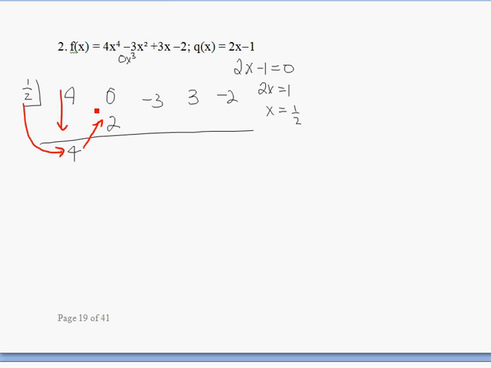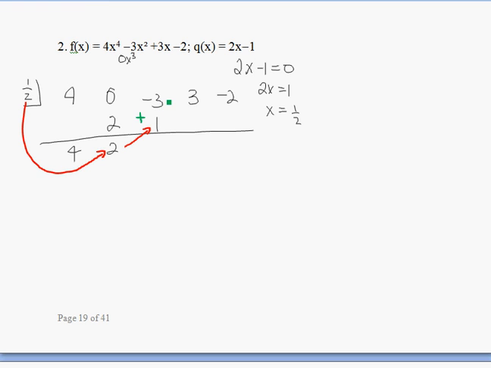I then add these two terms. Why is that the wrong color? I add these two terms and write the result below it, which in this case is 2. Again, I take this number, multiply it by that number, and write the result right there. So a half times 2 is equal to 1.